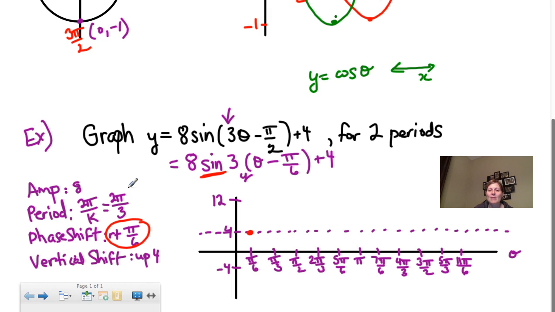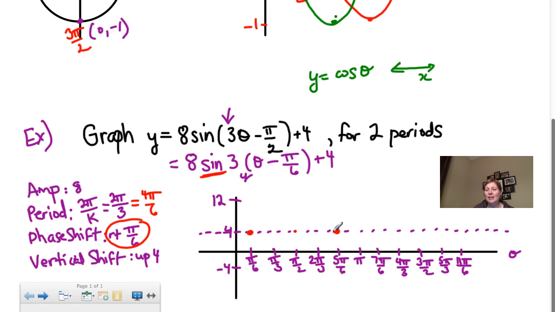The next thing is the period. So I know that my first period is going to end 2 pi on 3 after I started. Well, 2 pi on 3, just because we're going up by pi on 6s, is the same as 4 pi on 6. So from where I start, if I count up 4 pi on 6s, that's going to be the end of my first cycle. So here's my starting point. There's 1 pi on 6, 2 pi on 6, 3 pi on 6, 4 pi on 6. So that's the end of my first cycle.